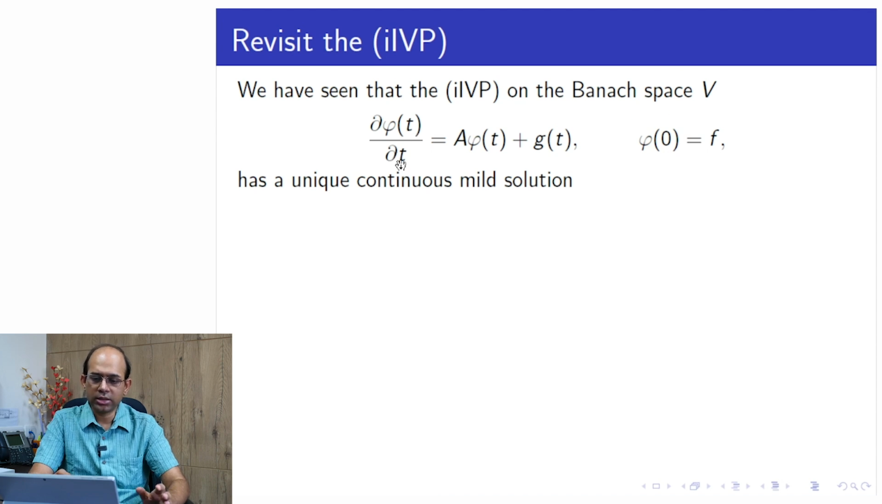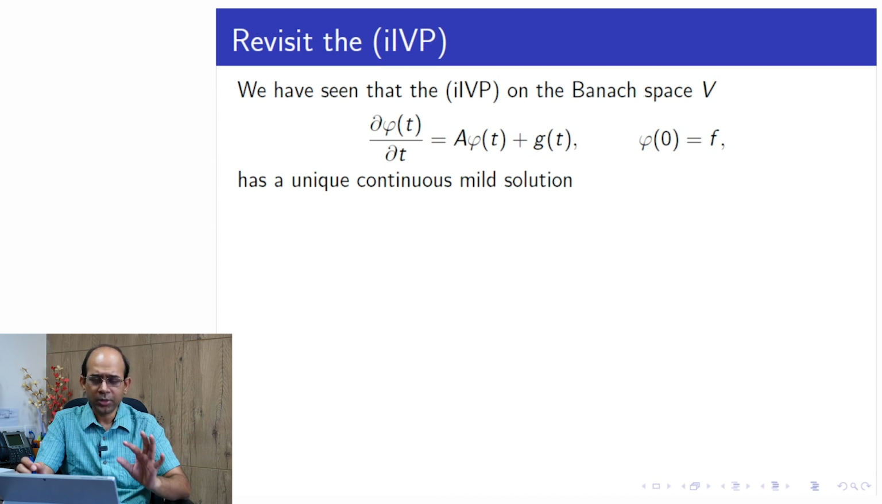So this is dφ/dt = Aφ(t) + g(t). This is the inhomogeneous initial value problem. You remember that there we have used the f function, correct? Now we are using the g function. And for the initial condition φ(0), we used small x before, but now I am writing small f.